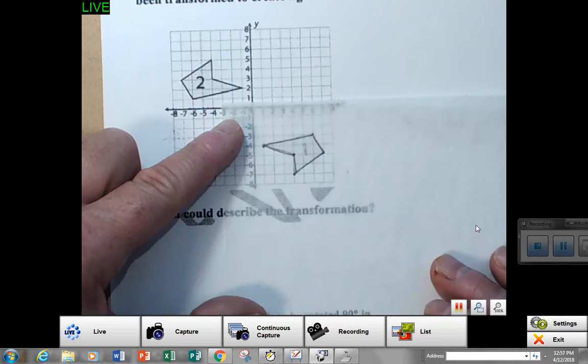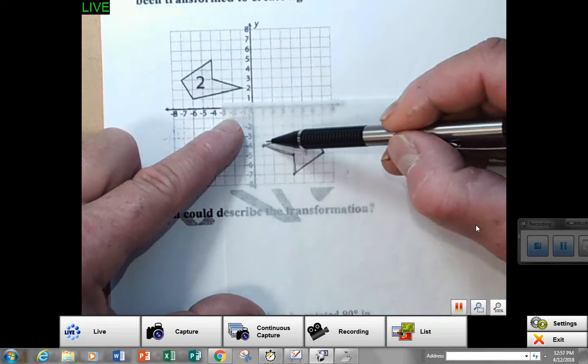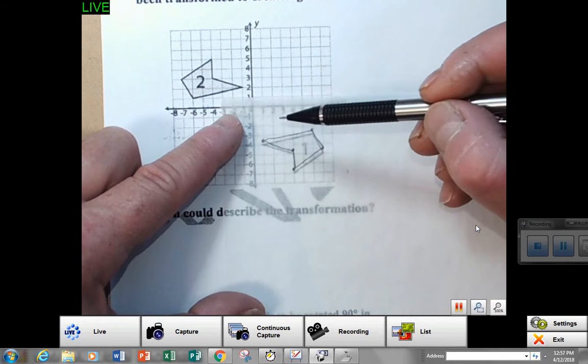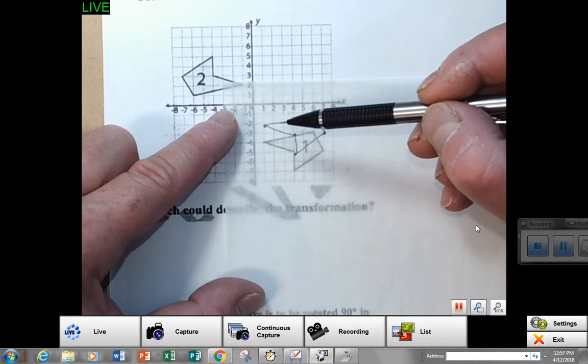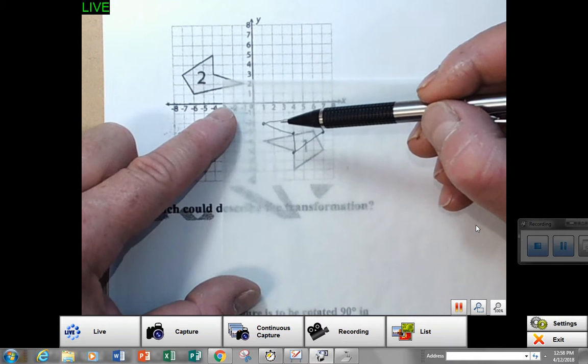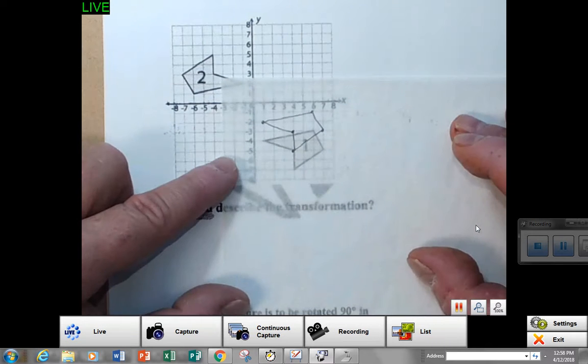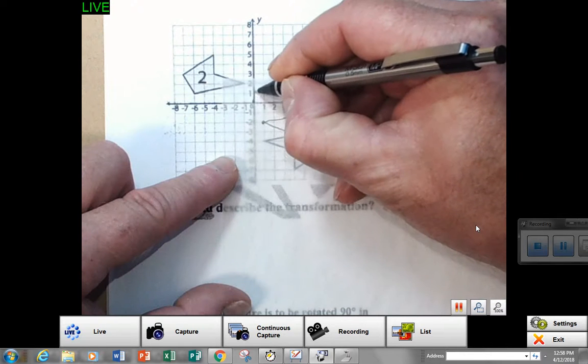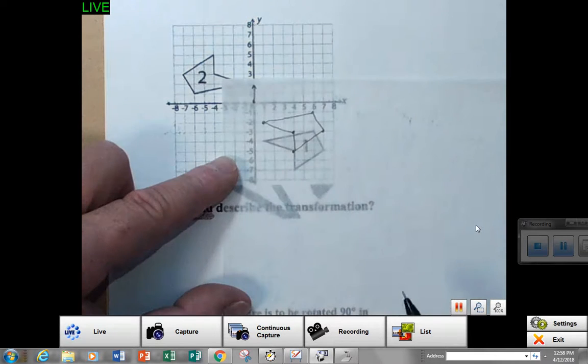And the two transformations are this. I'm going to move this up 2 units. So I'm going to shift that up 2 units right to there. So that's a translation 2 units up. And then from there, I'm going to rotate it 180 degrees about the origin.